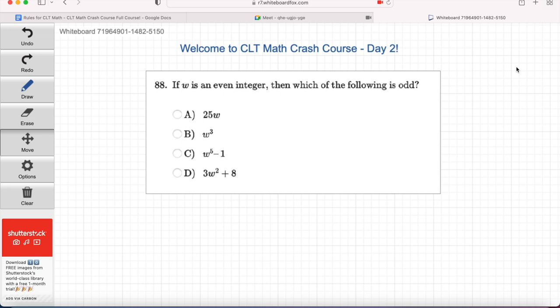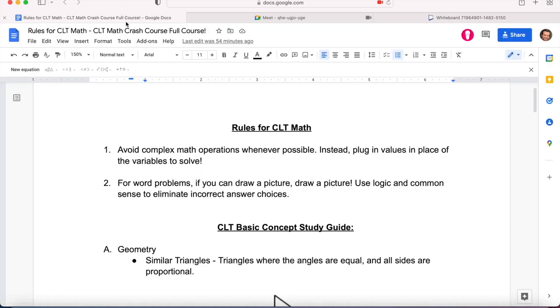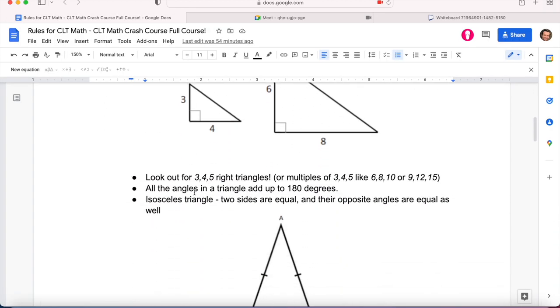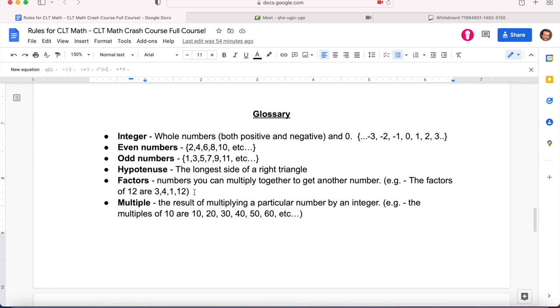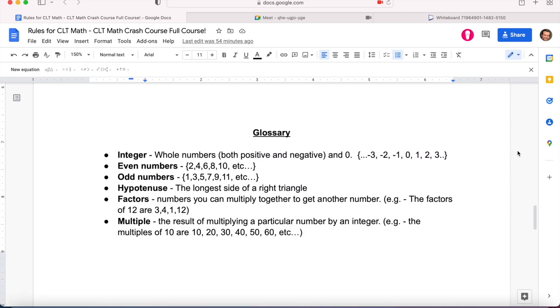In fact, I do have this on the CLT study guide. So actually go ahead and open that up again and scroll down to the glossary on the CLT study guide. If there's a word that's unfamiliar as you're working your way through these practice questions, hopefully I've got it, and in all likelihood I've got it defined here in the glossary. I'm still building this out as we work our way through the course, but I do have this term in here. It's the first bullet point. Can you go ahead and read the definition of an integer, please? Yeah. Whole numbers, both positive and negative, and zero.